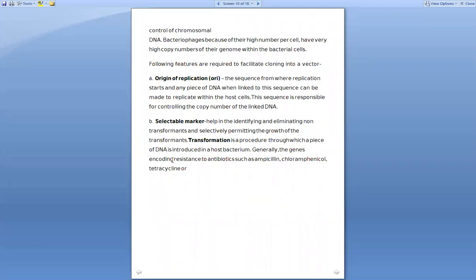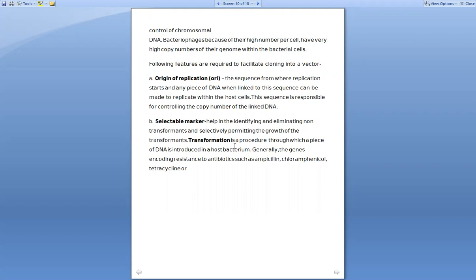So here, these selectable markers are useful in the identification. First, they identify the transformants, and second, they are also responsible for eliminating, that is removing, the non-transformants. So at last we will only have the growth of the transformants, selectively permitting their growth. So the three functions of the selectable marker are: first, the identification of the transformants; second, the removal of the non-transformants; and third, they select the transformants and allow their growth.